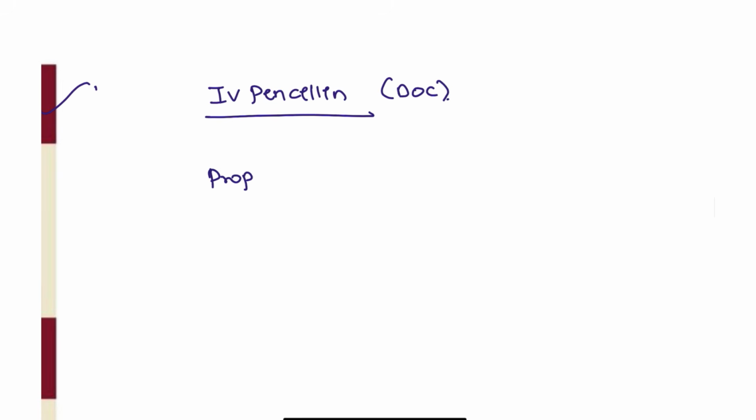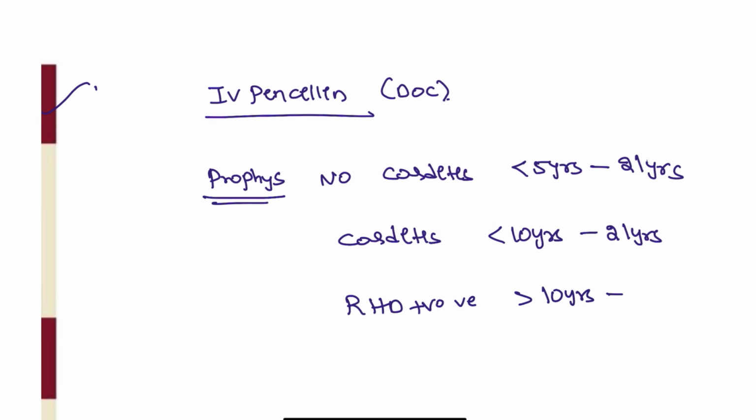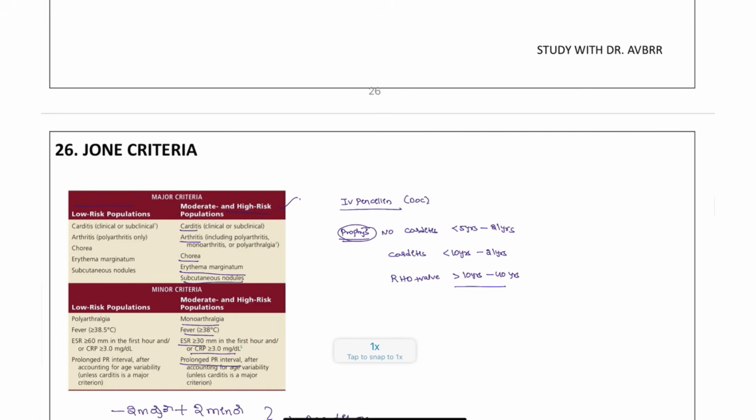And prophylaxis. In the patients on prophylaxis, for example, if the patient has no carditis, then you can give for less than 5 years up to 21 years. But if the patient has carditis, then you have to give for less than 10 years up to 21 years, whichever is highest. Next, if the patient also has rheumatic heart disease, some valve is involved in this patient, then you have to give for more than 10 years up to 40 years. Okay, this is how prophylaxis is given for this patient, right?